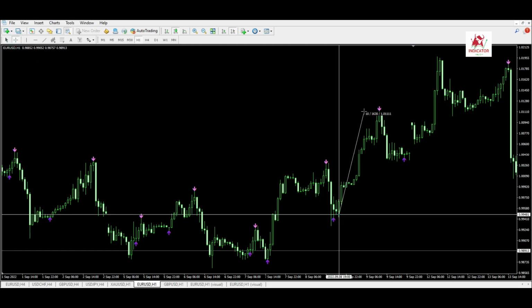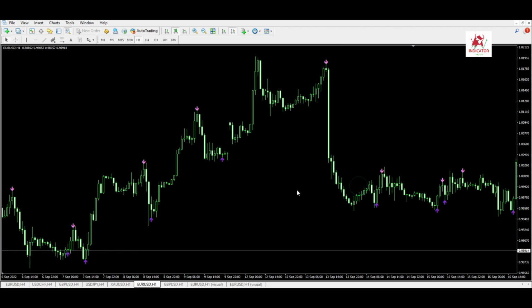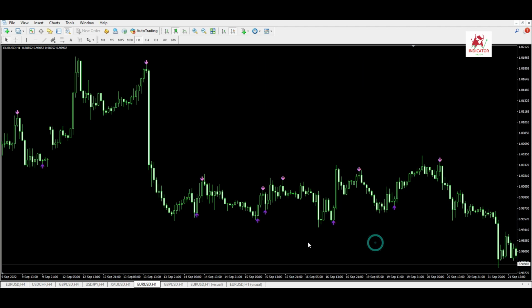You don't have to link to it. You can set any level that you wish, based on the basic idea of calculating the strength of the price impulse.